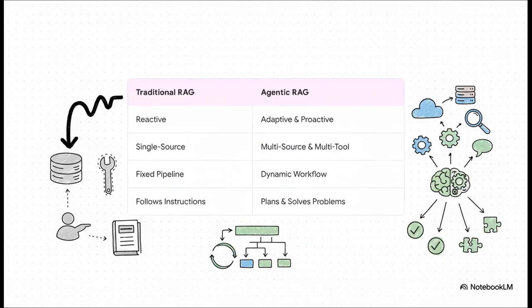Agentic RAG takes this concept to a whole other level. You see, a traditional RAG system is reactive. It follows a fixed path to a single data source. But an agentic system, it's proactive and adaptive. It can use multiple tools to query multiple sources, dynamically choosing the best strategy for your specific question. It doesn't just follow instructions, it actually plans and solves problems.